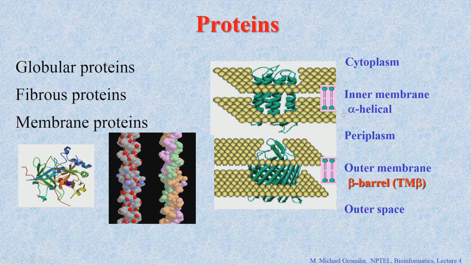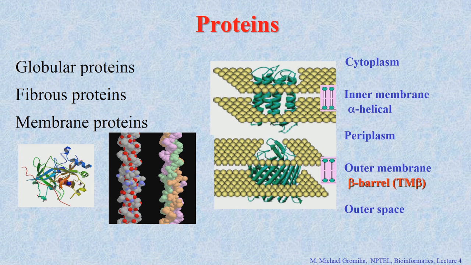If you look at the structures of the proteins accommodated within these membranes, the proteins in the inner membrane mainly have an alpha helical conformation, mainly from the functional point of view. The outer membrane, between the periplasm and the outer space, is mainly made of beta sheets. So these are called beta barrel membrane proteins, while the inner membrane proteins are called alpha helical membrane proteins.